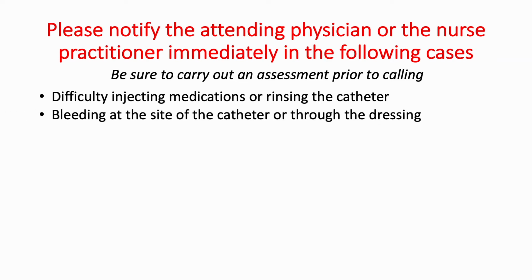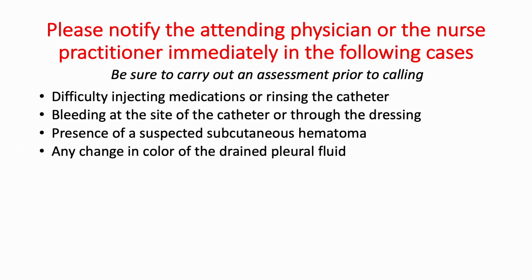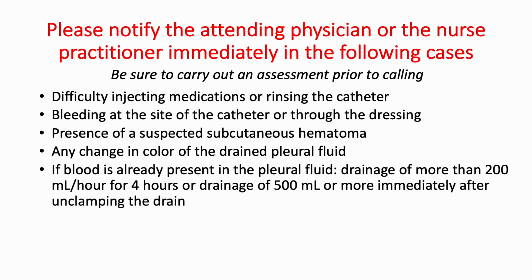bleeding at the site of the catheter or through the dressing, presence of a suspected subcutaneous hematoma, any change in color of the drained pleural fluid. If blood is already present in the pleural fluid, drainage of more than 200 milliliters per hour for 4 hours, or drainage of 500 milliliters or more immediately after declamping the drain.